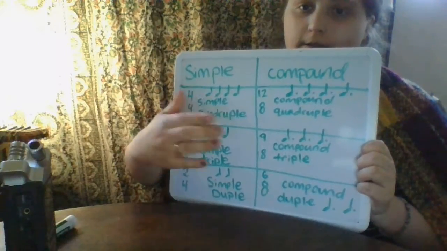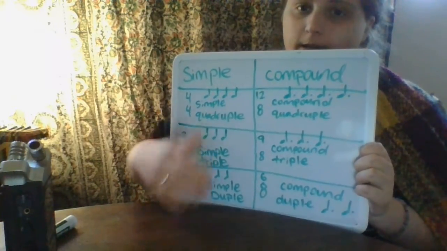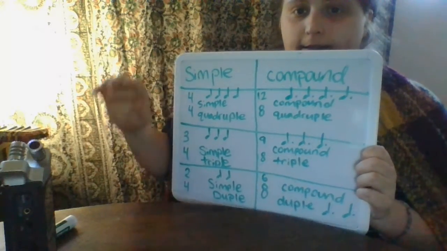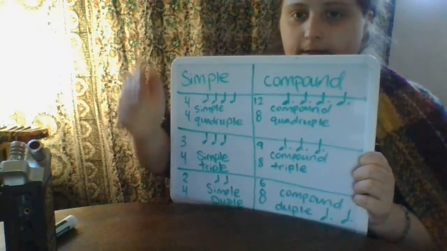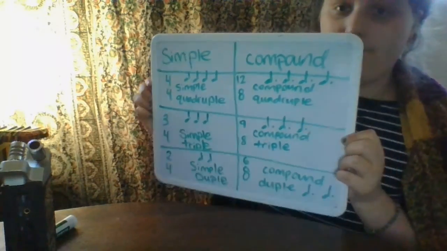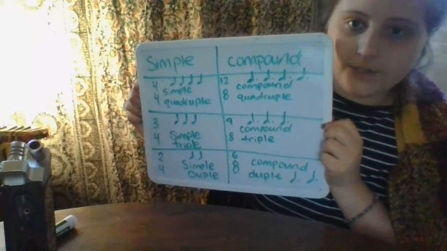Tut, tut, tut, tut, tut, tut, tut, tut, tut, tut, tut, tut. Now let's do compound 9/8. Tut, tut, tut, tut, tut, tut, tut, tut, tut. That's 9/8 versus 3/4. They're very similar.